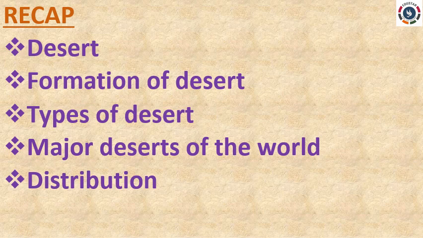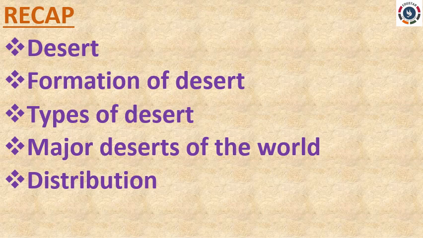Next is about distribution. Deserts are found in all the three temperature zones of the earth, that is torrid zone, temperate zone and frigid zone. Torrid zone is located near the equator. Temperate zone is located between the torrid and the frigid zone, and frigid zone is located near the poles, that is either North Pole or South Pole.